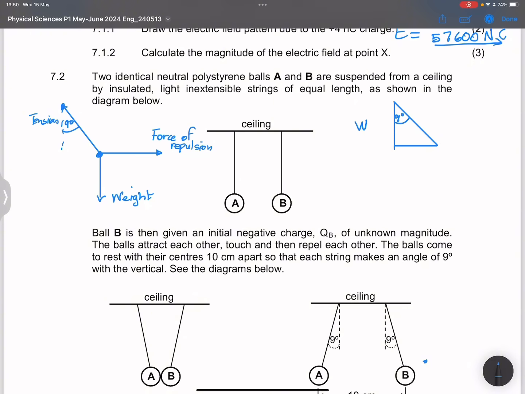triangle, right? And that triangle with each side taken in order of its magnitude and direction. So this would be the weight, right? We know that's downwards. This would be the force of repulsion, right, for B. So I'm going to say Fr, and this would be the tension.